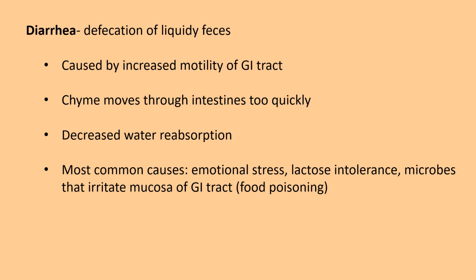So all of those propulsion mechanisms happen too fast, and as that chyme passes through the GI tract quickly, there's insufficient time for the absorption of water as well as nutrients. And so the end result is diarrhea. So what causes the chyme to pass through the GI tract too quickly? What causes that increase in GI motility? Lots of things. Emotional stress can cause diarrhea, lactose intolerance, as we talked about recently, and microbes that irritate the lining of your GI tract. Food poisoning, as we know, can cause diarrhea.